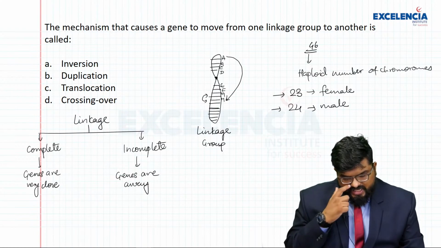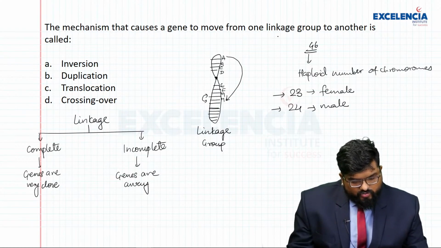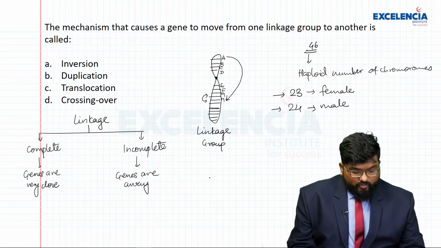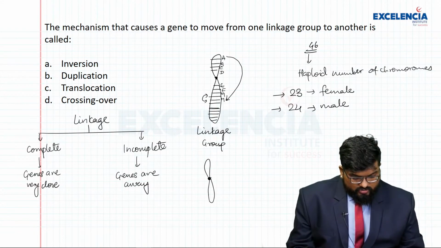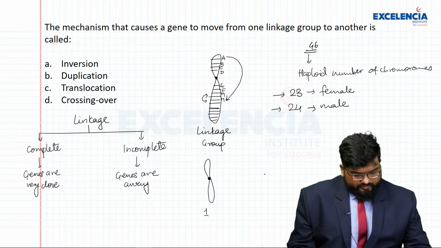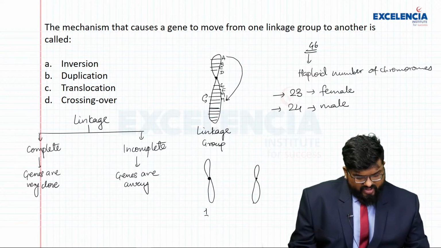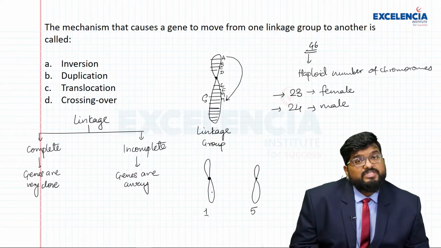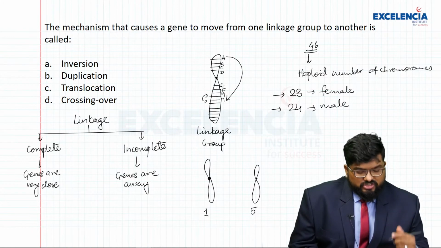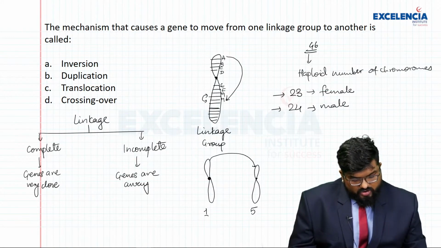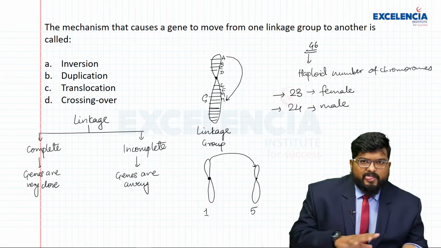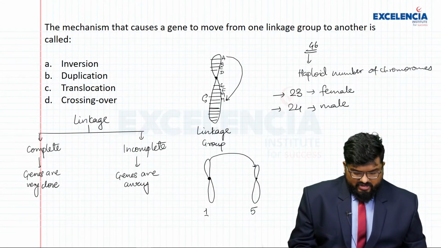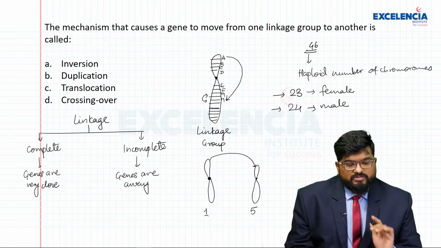So if it says the mechanism that causes a gene to move from one linkage group to the other, that means from one chromosome, like if this is chromosome number 1 and this is chromosome number 5, chromosome number 1 is one linkage group and chromosome number 5 is another linkage group. So the gene should be moving from chromosome number 1 to chromosome number 5 or vice versa. That can happen between any chromosomes. So what can this be termed as? Let's take a look at chromosomal aberrations.